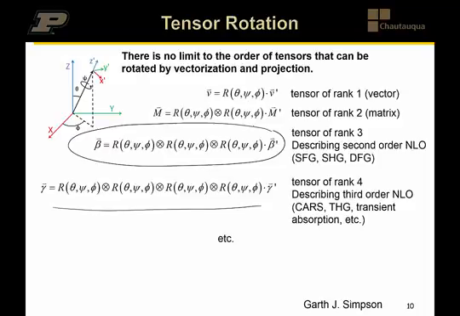The first is that tensor rotation is not limited to second-order nonlinear optics and processes of rank 3. These can easily and directly be generalized to any arbitrary order of nonlinear optical interaction, including four-wave mixing in CARS and third harmonic generation, and extensions to five- and six-wave mixing. However many waves you want to mix, you can describe this tensor rotation in an exactly analogous vectorized format. So it's quite handy when you're talking about high order effects. All right, that's a good place to stop.